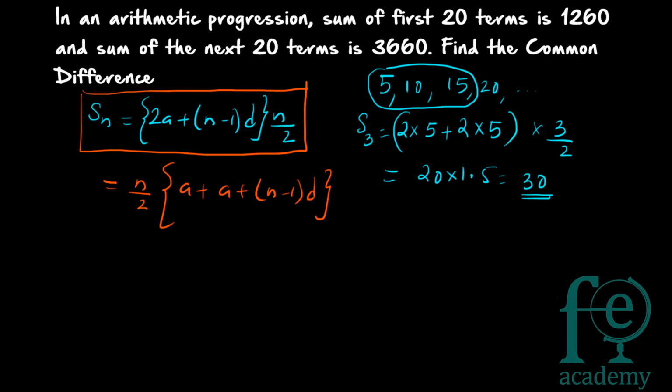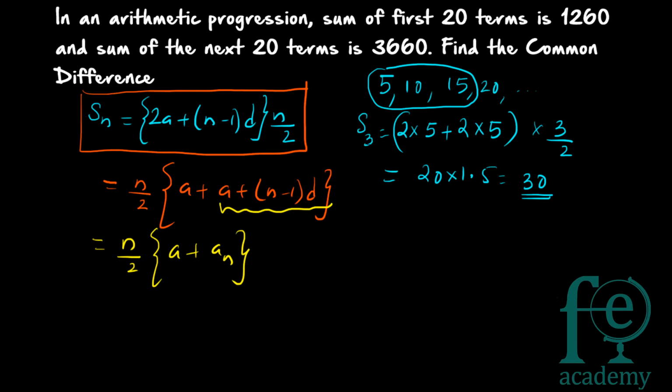So what is a plus n minus 1 into d? a plus n minus 1 into d is equal to the nth term. The nth term of the series is given by a plus n minus 1 into d. So n by 2 into a plus an. Suppose there are only n terms in the series and you are asked to find out the sum of the series.